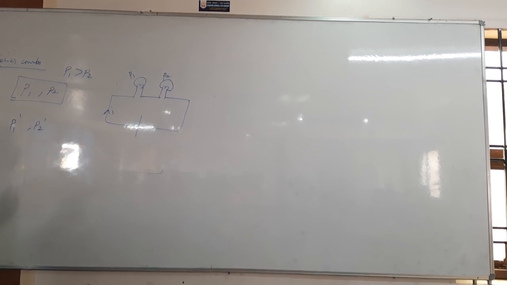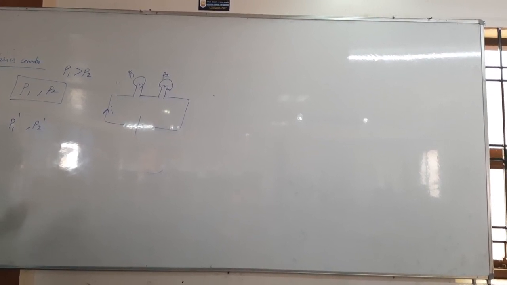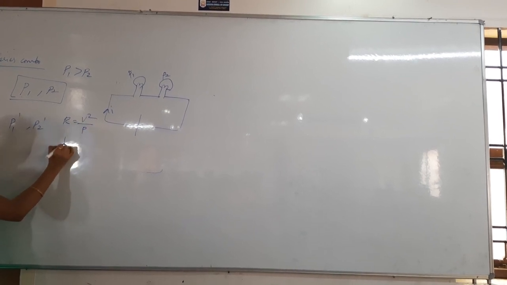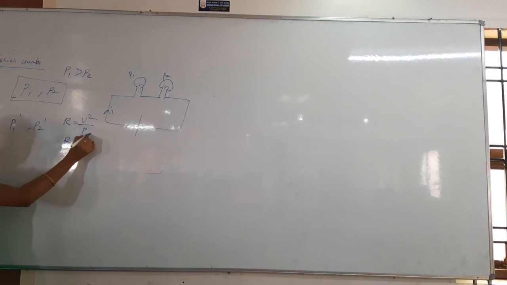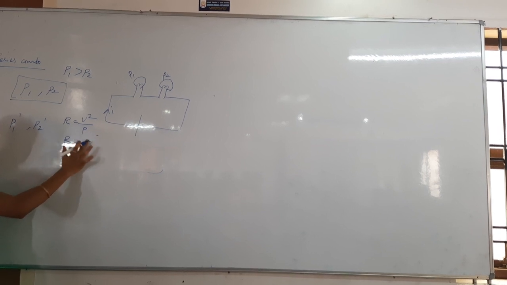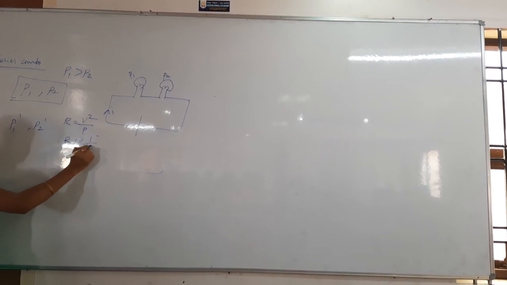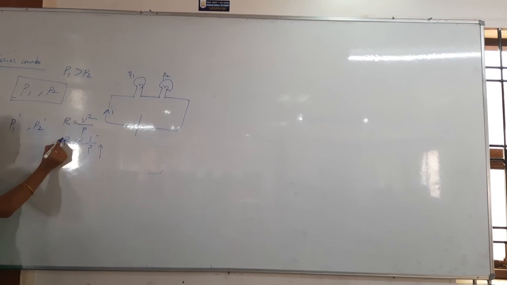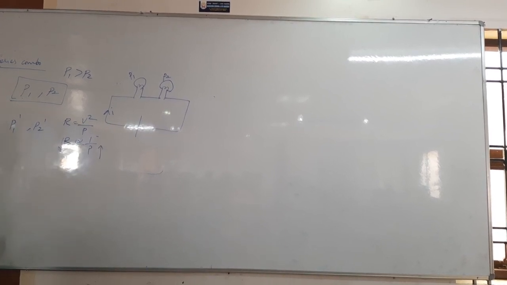Initially, how to calculate the resistance, by what formula? R is equal to V square by P. Then R is equal to V square by P, which means R is inversely proportional to P. For whichever bulb there is more power, there will be less resistance.